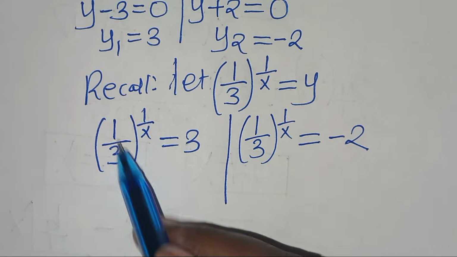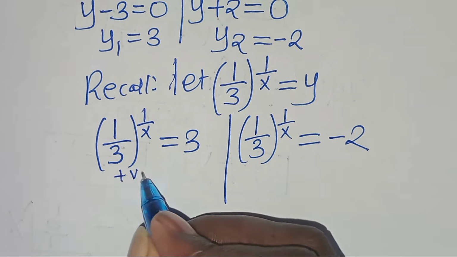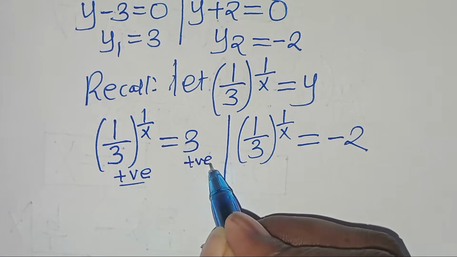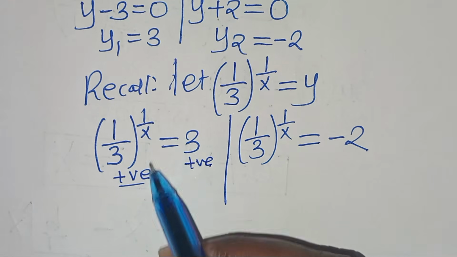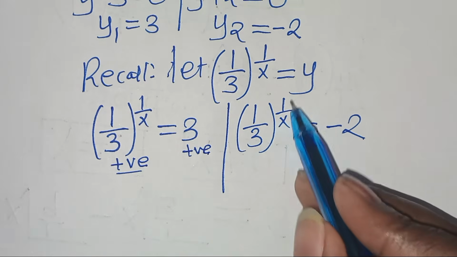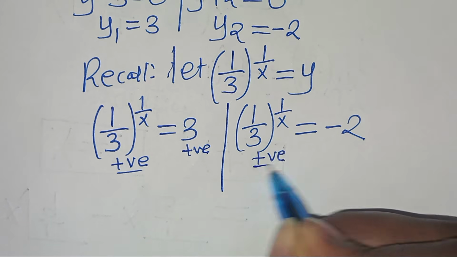So now we have 1 over 3 raised to the power of 1 over x. This will give us a positive value here. And we have 3 is also positive here. So we can proceed to solve for the value of x from here. The next part A is that 1 over 3 raised to the power of 1 over x. This will give us a positive value here.